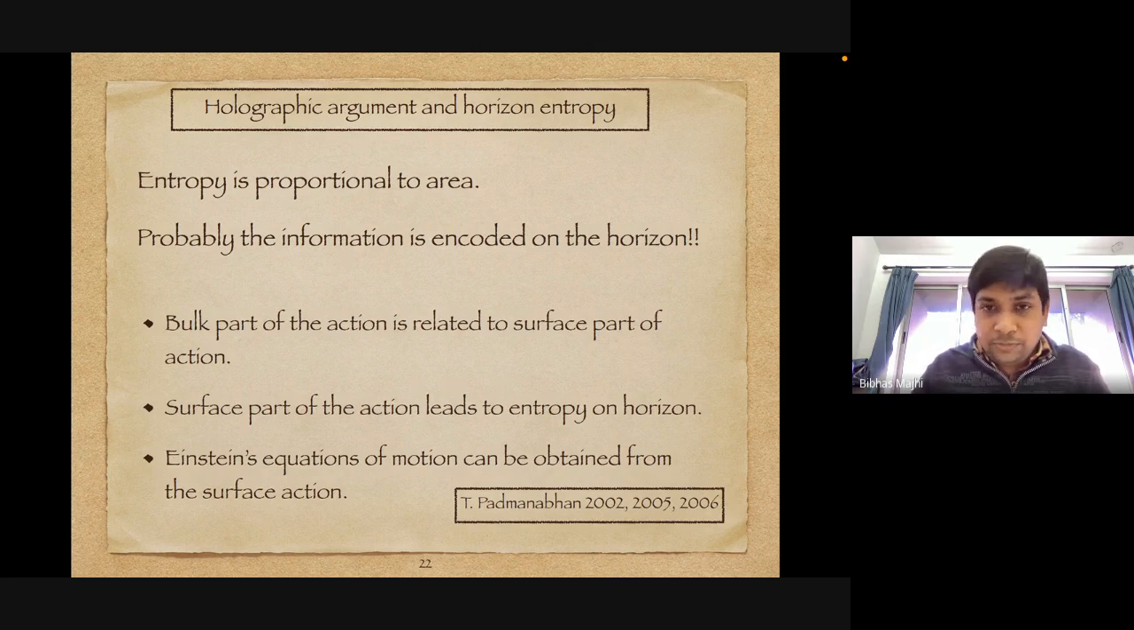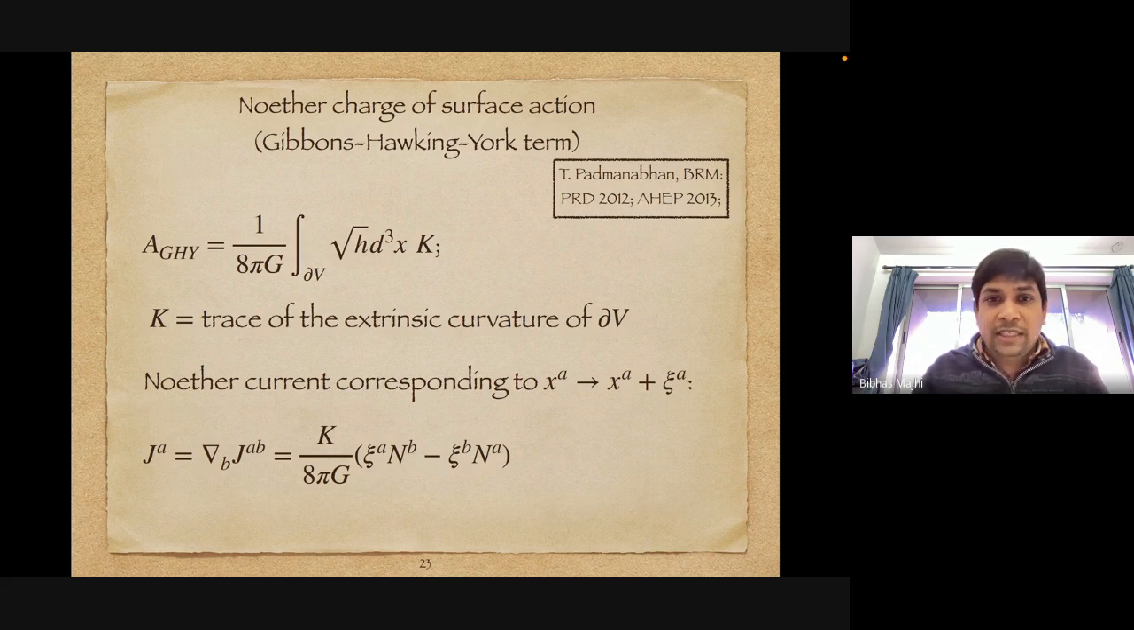the black hole. So with this idea, what we did is we considered the surface part of the action. We took a particular surface part, which is the Gibbons-Hawking-York surface part, and then we write down the surface part in the bulk by using the Gauss theorem. So in the volume we have written, so there is a covariant derivative of this whole quantity over the volume. And next you calculate the Noether current corresponding to that. That comes out to be this one.